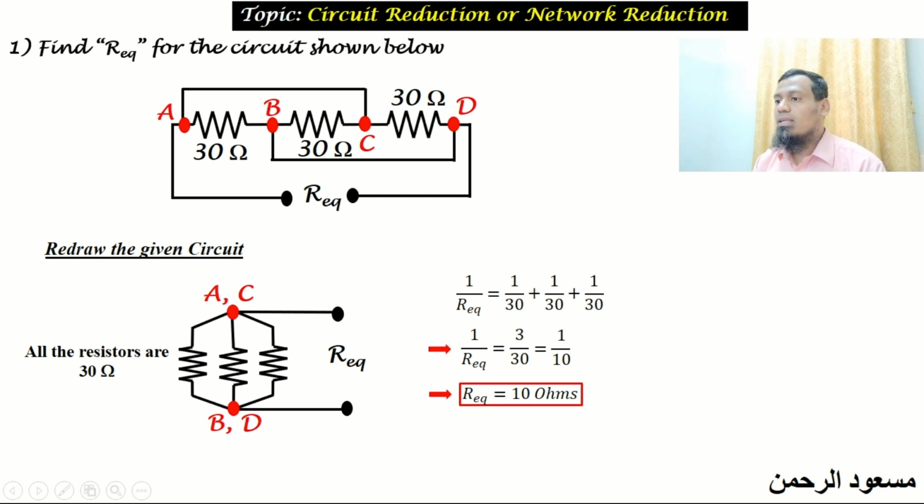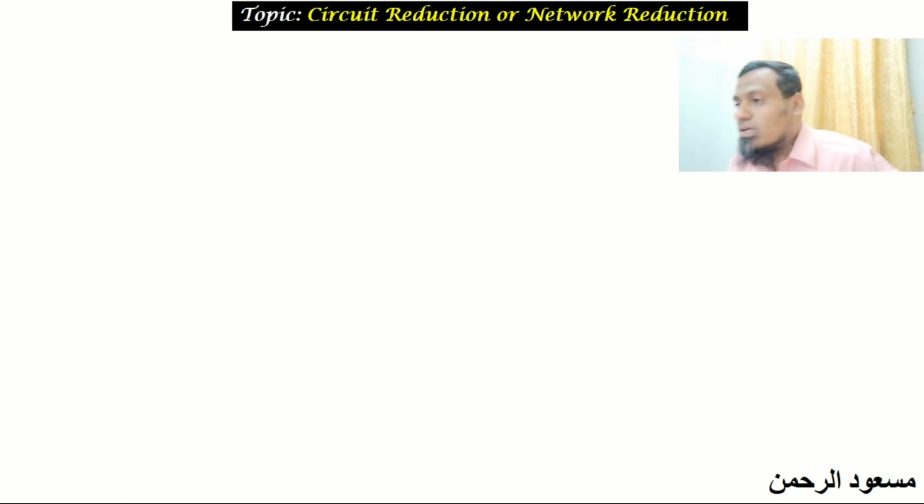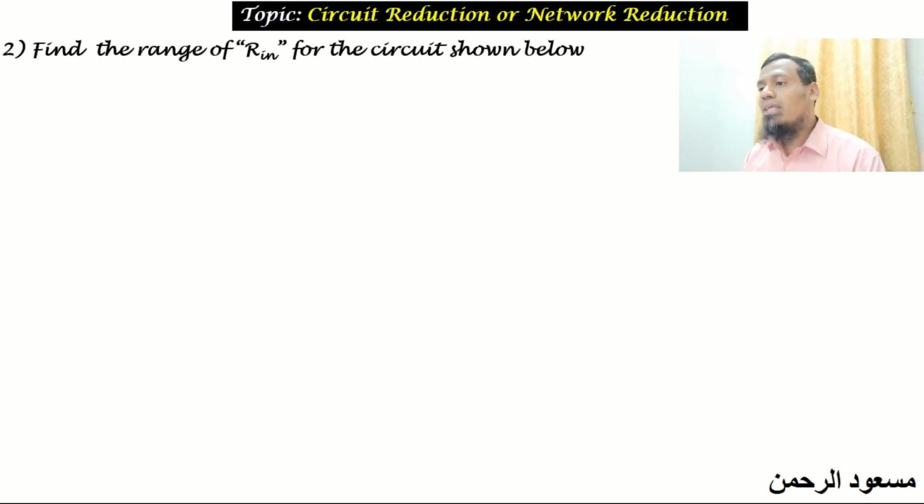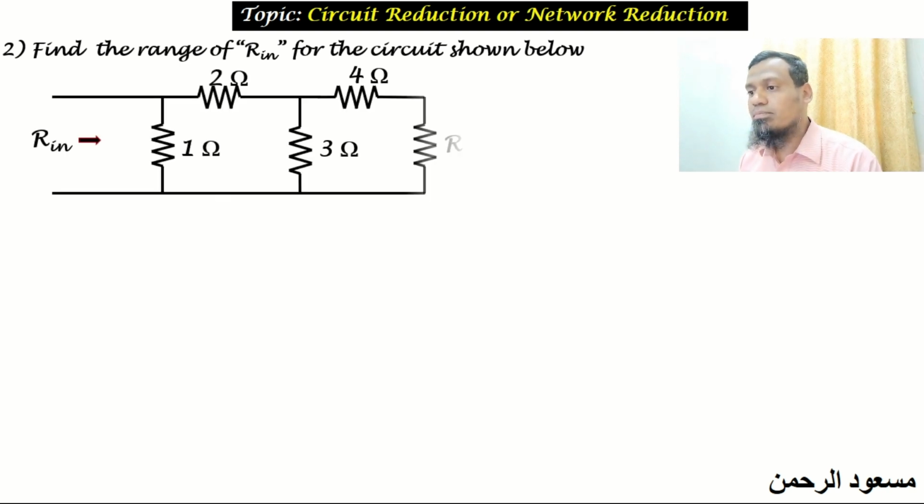Let me go into another network which is for the same topic, circuit reduction or network reduction. This is also a university question. The question says, find the range of Rin for the circuit shown below. So instead of finding the R equivalent value, here they are asking what may be the range of the resistance Rin for the given circuit. So the circuit is this one. They have connected 5 resistances in series and parallel combinations.